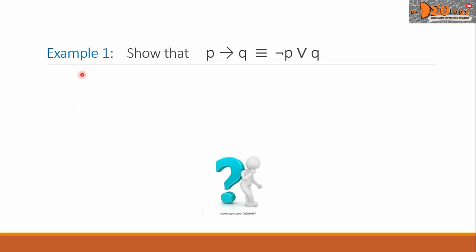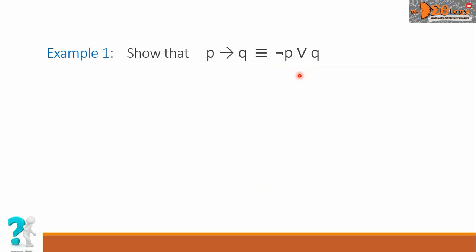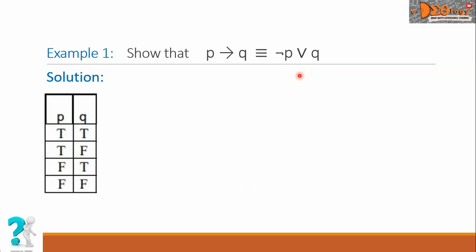Let us see this example 1. Show that P implies Q is logically equivalent to not P or Q. For our solution, let's begin with writing the tables for the values of P and Q respectively. And then, let us first evaluate the right side of this equivalence. Let's begin with the negation of P. So not P is here with the corresponding values: T becomes F and F becomes T respectively.